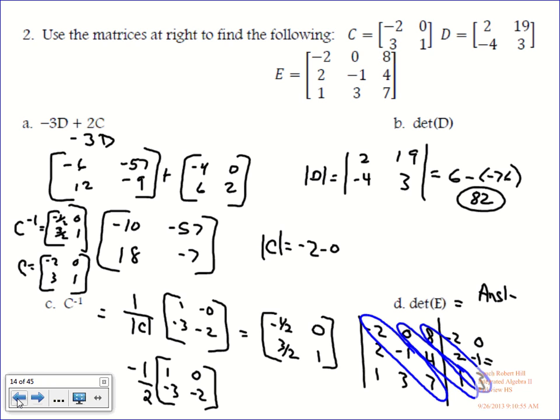Then you go the other way. You multiply these three numbers. You multiply those three numbers. You multiply those three numbers. And that gives you an answer. You take those two answers and subtract them. Because you're going to add everything. I showed you to add everything.